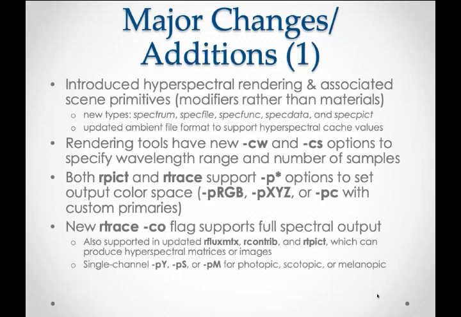The -CO option, well, I'm mentioning it now, flag supports full spectral output in RTrace, and that's also supported by RFlux matrix and RContrib and RTPict. So RTPict can actually produce full spectral pictures. And then for single channel output in RTrace, you can specify photopic, scotopic, or melanopic luminance.